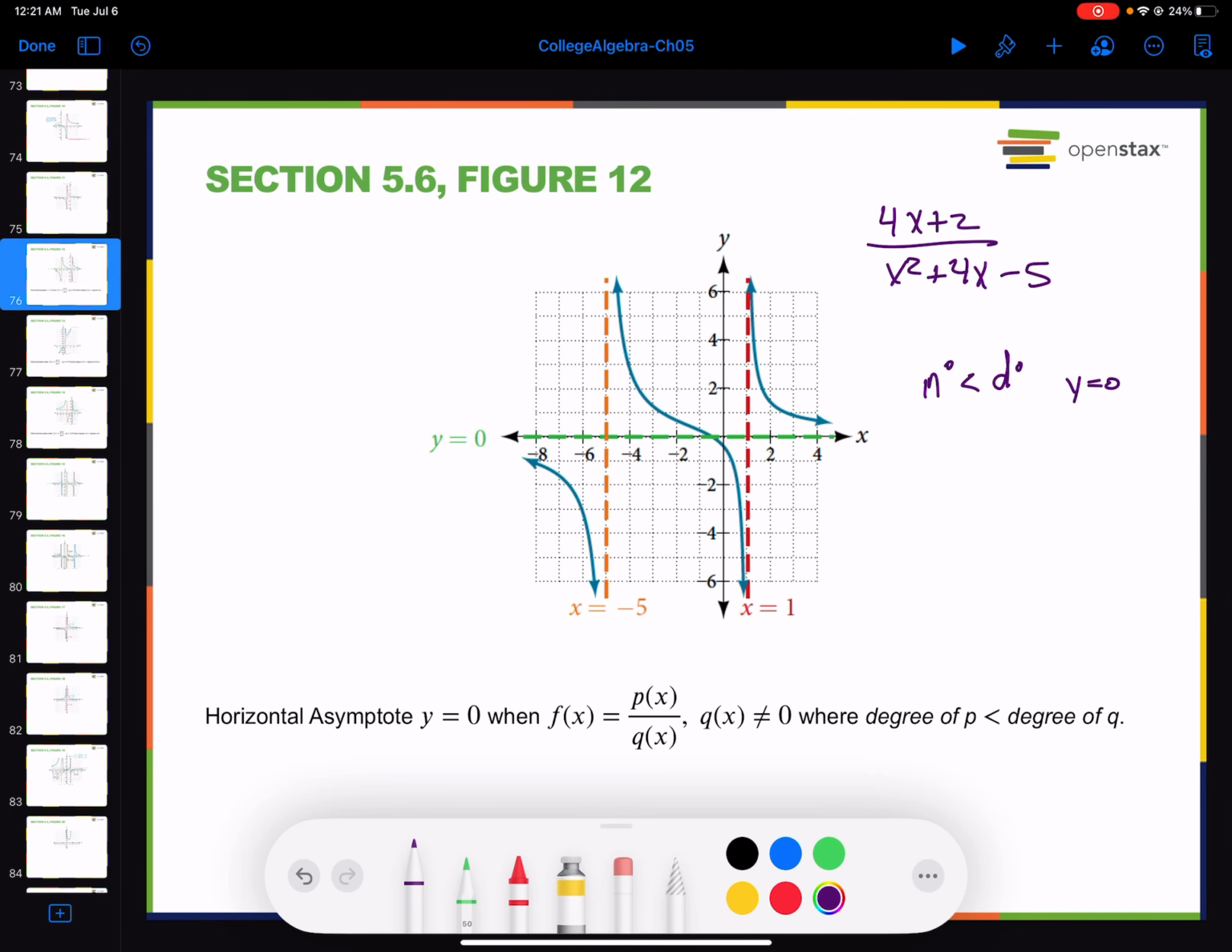This one is also looking for the horizontal asymptotes. So we've got our function here, and when we factor it out, this one is only looking at the horizontal. So this is where we're looking at our degrees. We've got a single x here and an x squared here. So the degree of the numerator is less than the degree of the denominator, so we're going to get an asymptote at y equals 0.